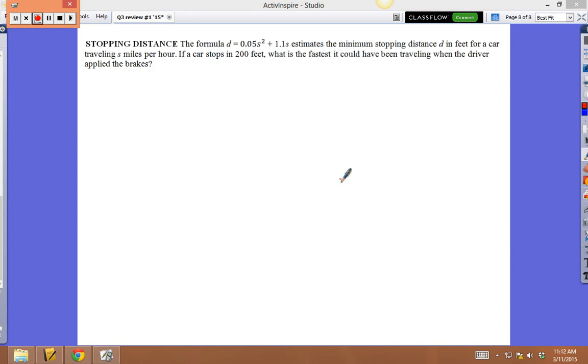Alright, the last one is kind of the same as some others we've seen. So you've got a story problem, and they're giving you a formula. This formula is stopping distance. It estimates the minimum stopping distance in feet for a car that's traveling so many miles an hour. So if a car stops in 200 feet, what is the fastest it could have been traveling?